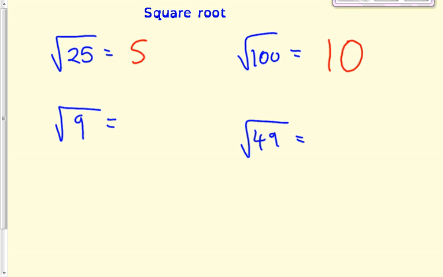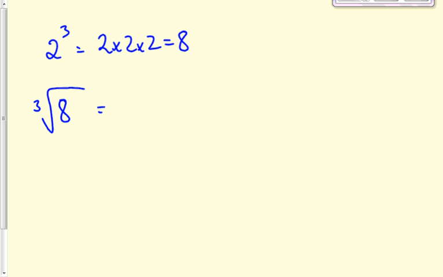Square root of 9 would be 3, because 3 times 3 is 9. And square root of 49 would be 7, because 7 times 7 equals 49. Okay, so the square root symbol is asking for the positive root of the answer.